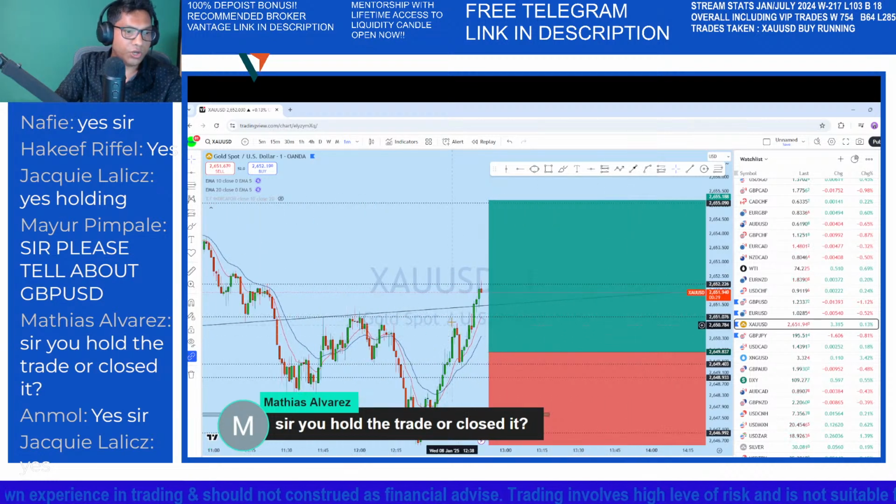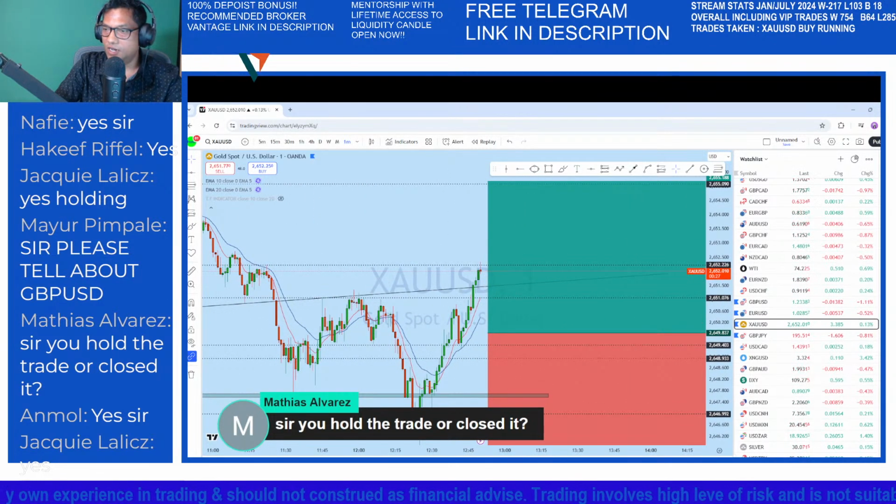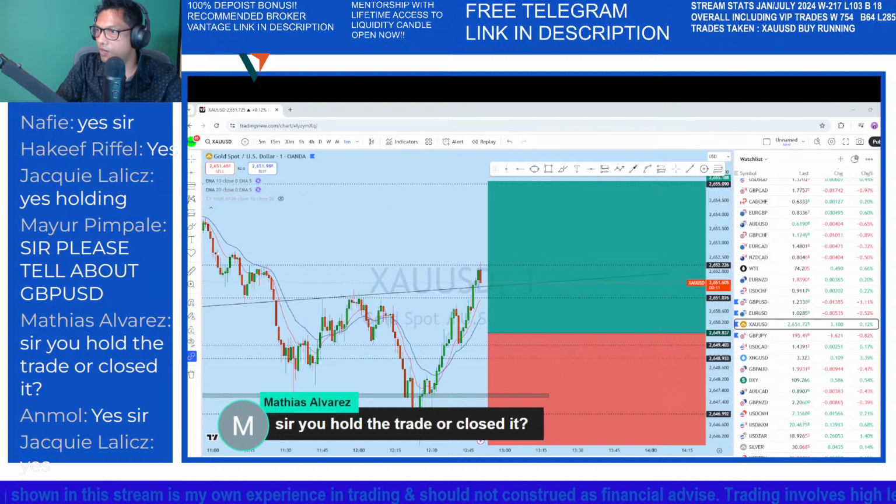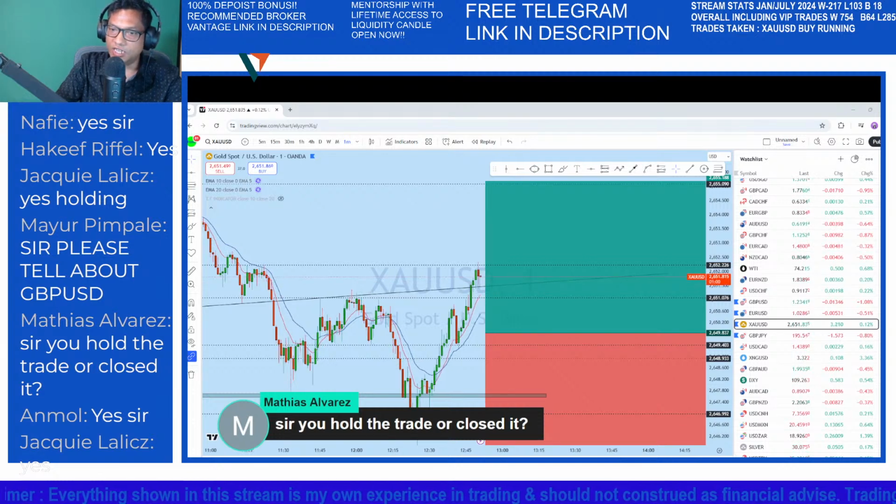What I'm going to do here now, I will be taking partial profit on this. Partial profit means that half of the position will be closed and the stop loss moved to entry, so that we can reduce the risk. So I've taken the half position off and moved the stop loss to entry.